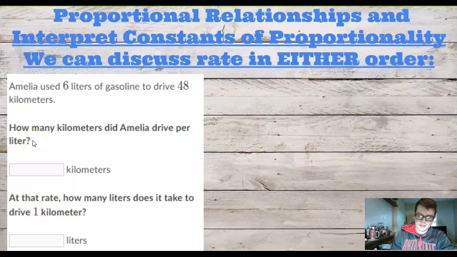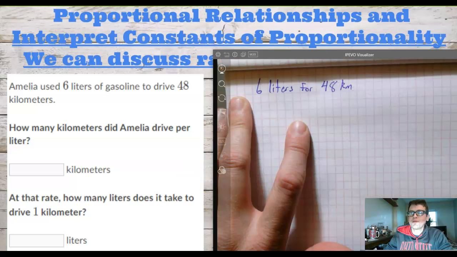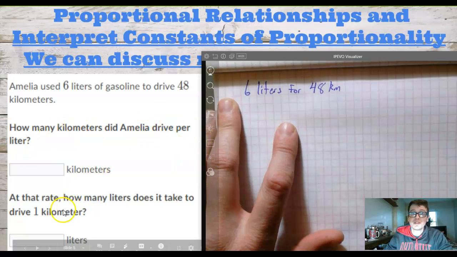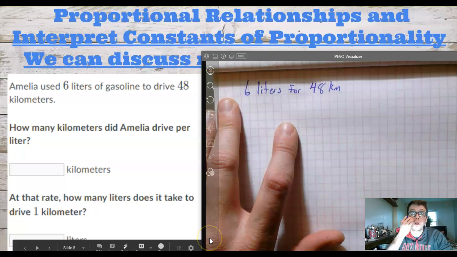So write down 6 liters of gasoline to drive 48 kilometers. We should probably write down both of those numbers. Go and write down 6 liters for 48 kilometers. Anyone want to venture a guess? What is that word? It's in the first question here also, and it's not in the second one, but we can actually make it be in the second one.